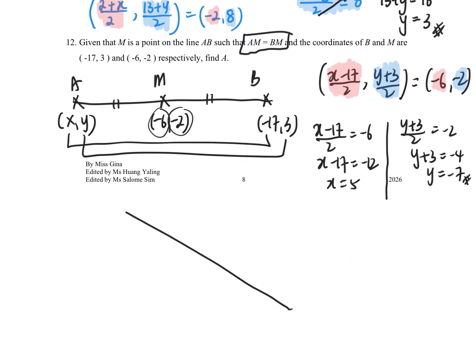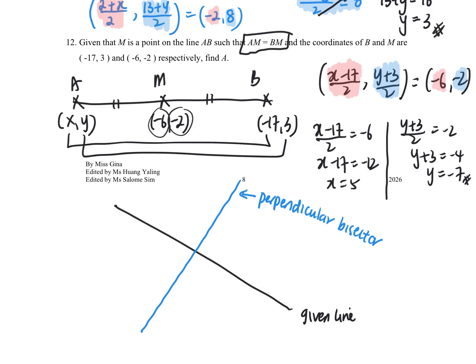So if this is my given line, and I want you to find the equation of the perpendicular bisector, what does the word perpendicular bisector mean? This perpendicular bisector must be perpendicular to my given line. So this is the first rule, right? If I want the equation of this blue line, I need to use this. Because they would have given me the equation of this line, I can find the gradient of the blue line using this. So that's the first thing in your mind.